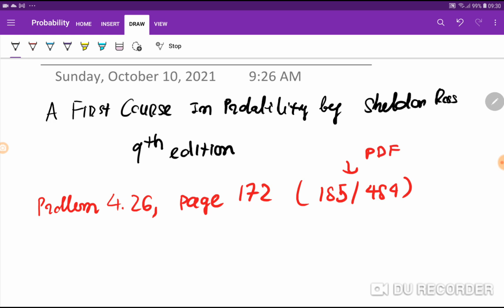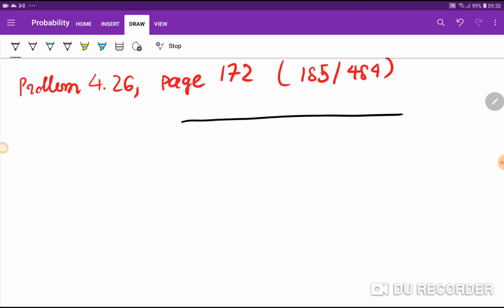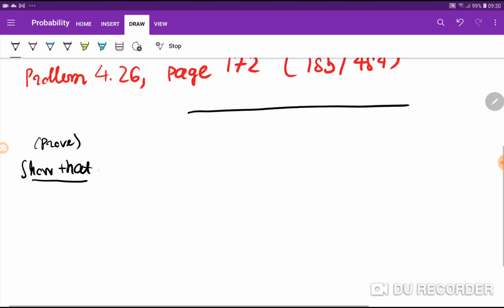All right, what does the problem ask us to do? The problem asks us to show that the summation... Show is similar to prove. Proof seems more manly, more rigorous, but show has the same meaning. So what do we have to show?